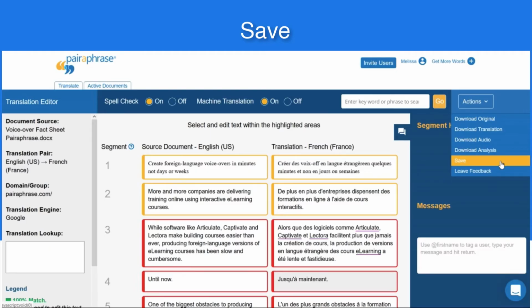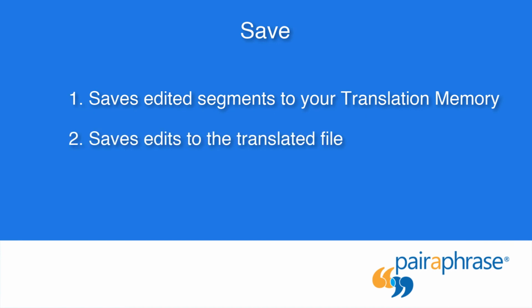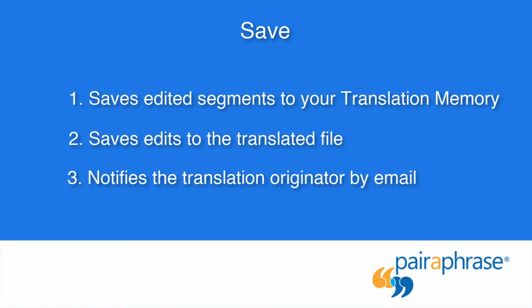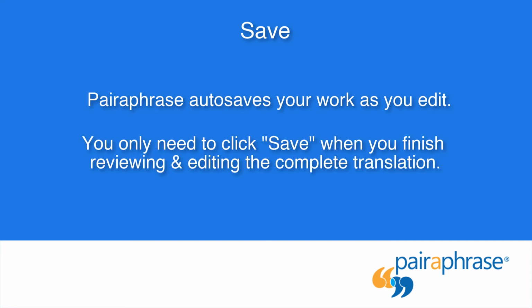Clicking on Save does three things. 1, it saves edited segments to your translation memory. 2, it saves edits to the translated file. And 3, it sends an email to the translation originator to let them know you've finished reviewing and editing the file. Keep in mind that when you edit text segments to improve their quality, Pairaphrase auto-saves your work, so you only need to click Save when you're done reviewing and editing the complete translation.